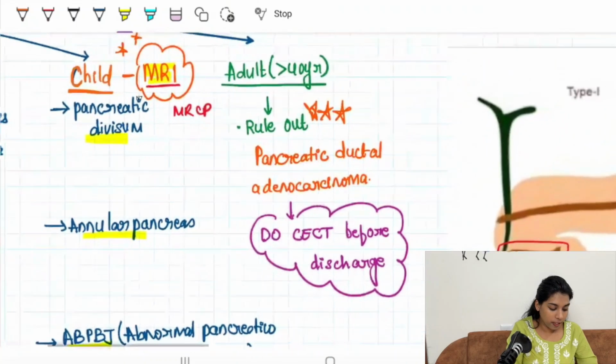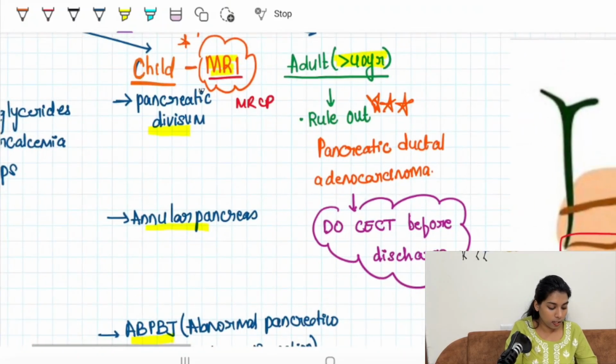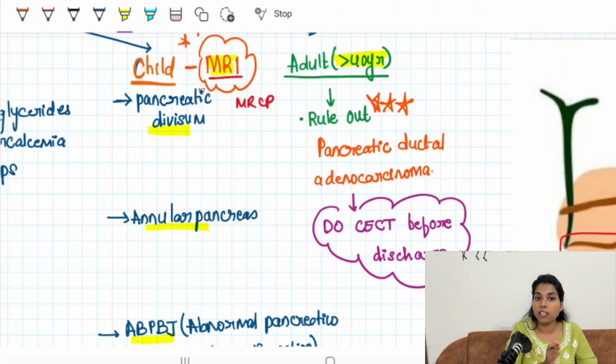However, if it is an adult who is over 40 years coming to you with acute pancreatitis, always do a contrast enhanced CT to rule out pancreatic ductal adenocarcinoma, right? These 2 conditions are very important. That is a child coming to you with acute pancreatitis and an elderly person coming to you with acute pancreatitis. Always you need to look for the etiology of pancreatitis in these 2 conditions, right?